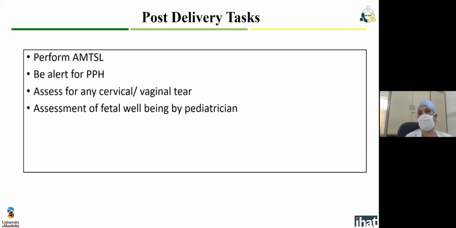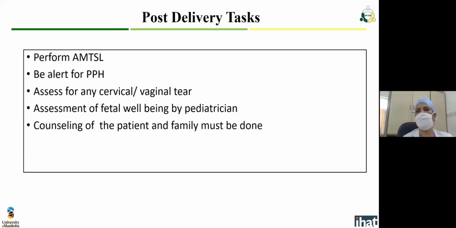Assessment of fetal well-being is needed, because in breech and shoulder dystocia, resuscitation is required. So in all cases, you have to prepare for resuscitation. कुछ भी नहीं है तो कम से कम oxygen, suction, AMBU bag, and if a pediatrician is available, that is the best. Counseling of the patient and family must be done. Tell them what happened and what you have done, and written consent should be taken.